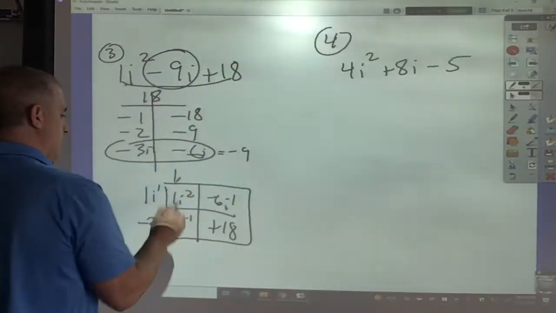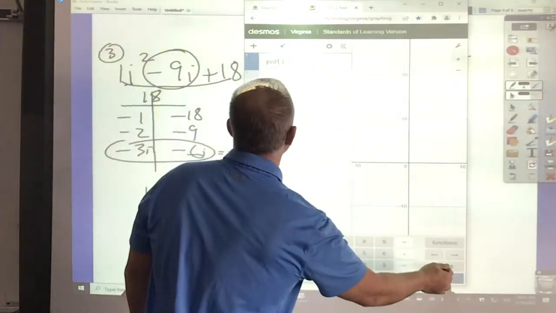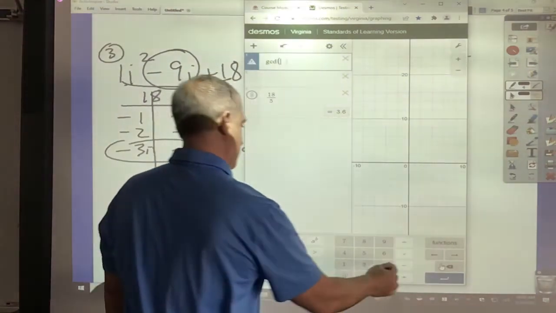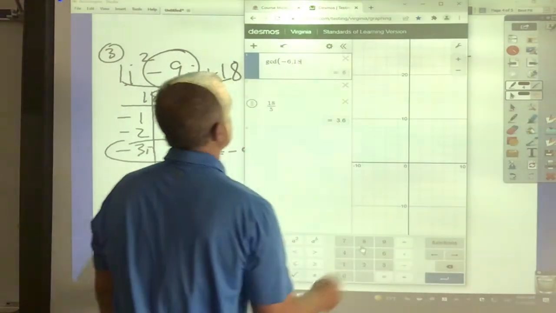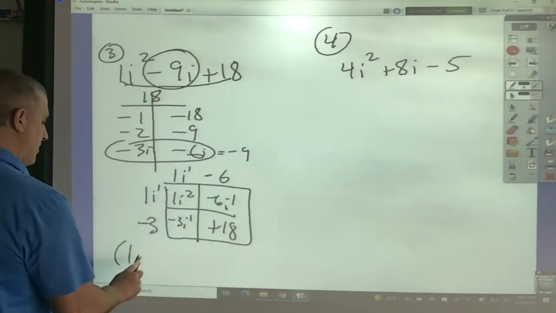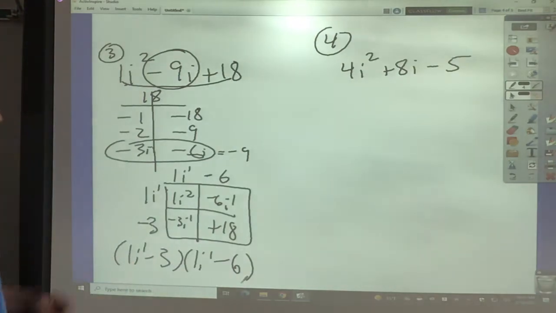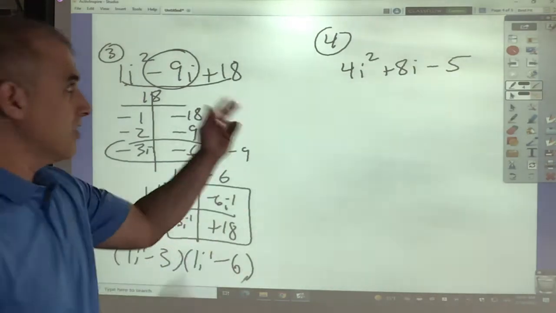That is 1. They both have i to the first. Then I got -6 and 18. That is 6. There's a minus here, there's a minus there. So my factors are 1i to the first minus 3, 1i to the first minus 6. You can flip them around if you would like. Okay, let's go to this one.